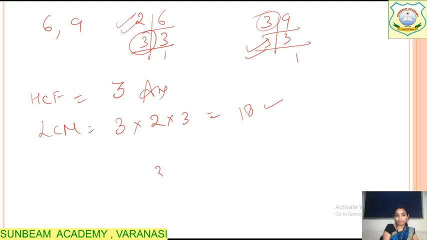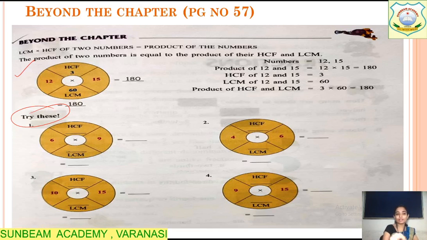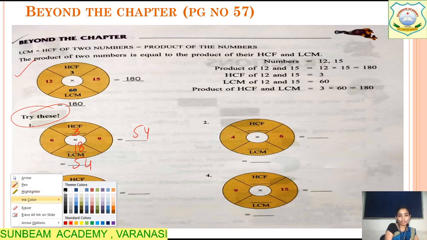Now let's multiply. 3 multiplied by 18, that is 54. And if we talk about 6 and 9, 6 multiplied by 9 is also 54. You can see वी गॉट द सेम आंसर, राइट? हम लोग को सेम आंसर मिला. सो लेट्स राइट डाउन हियर 6 9s are 54. Now what we have got HCF? That is 3. And what is the LCM? 18. And if we multiply these two numbers, we get 54. Okay.